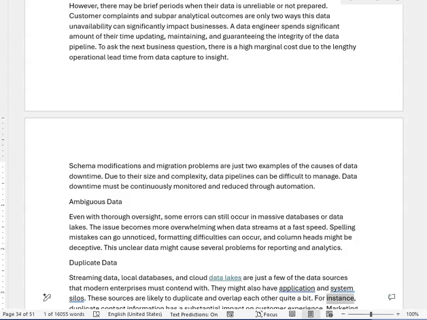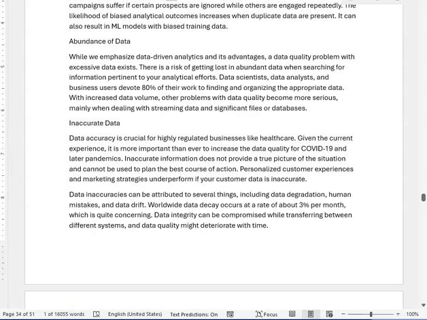For instance, duplicate contact information has a substantial impact on customer experience. Marketing campaigns suffer if certain prospects are ignored while others are engaged repeatedly. The likelihood of biased analytical outcomes increases when duplicate data are present. It can also result in ML models with biased training data.